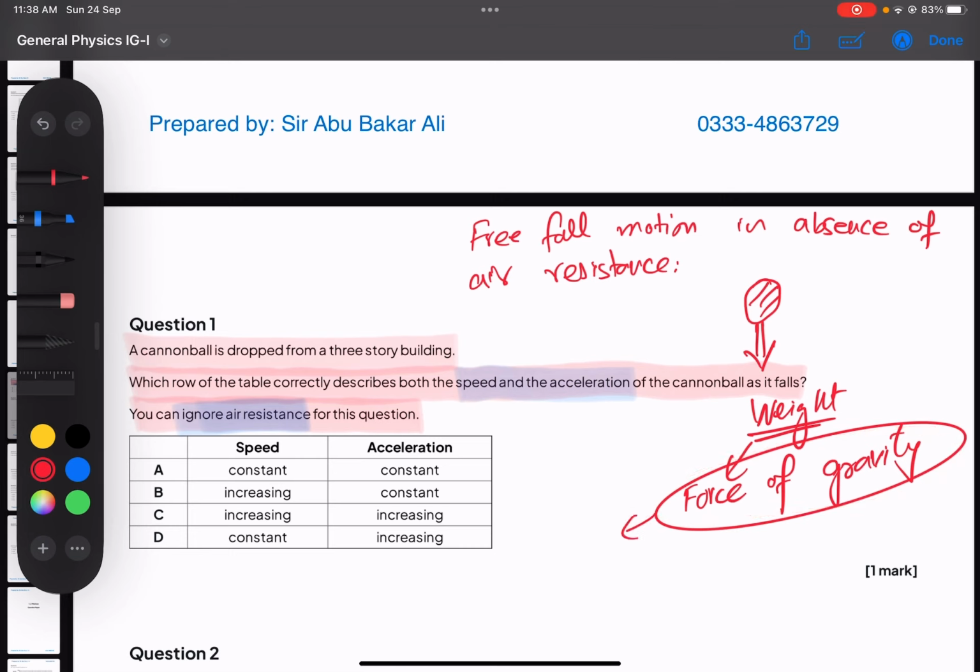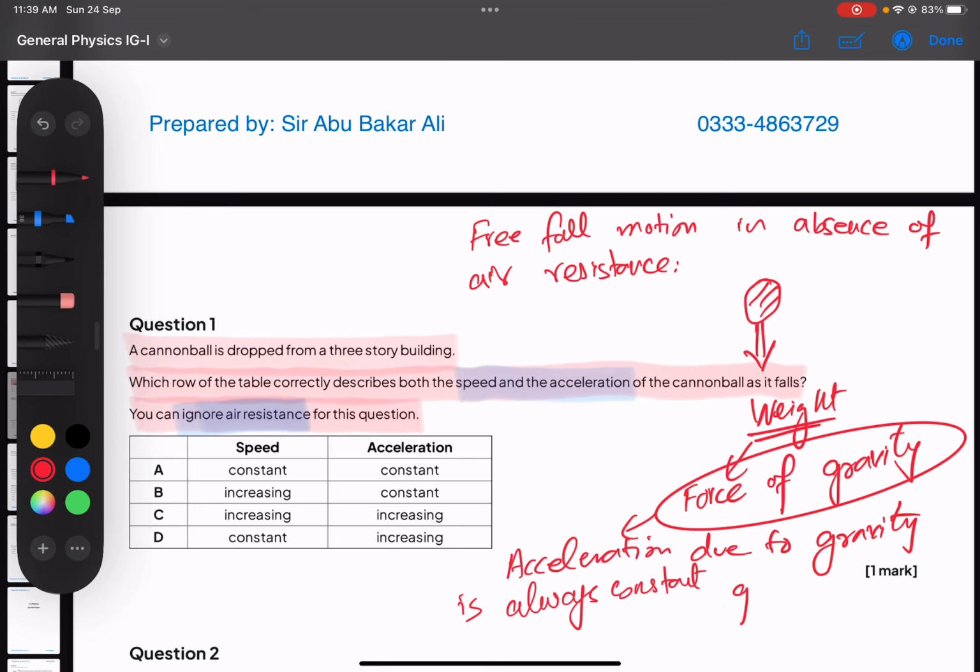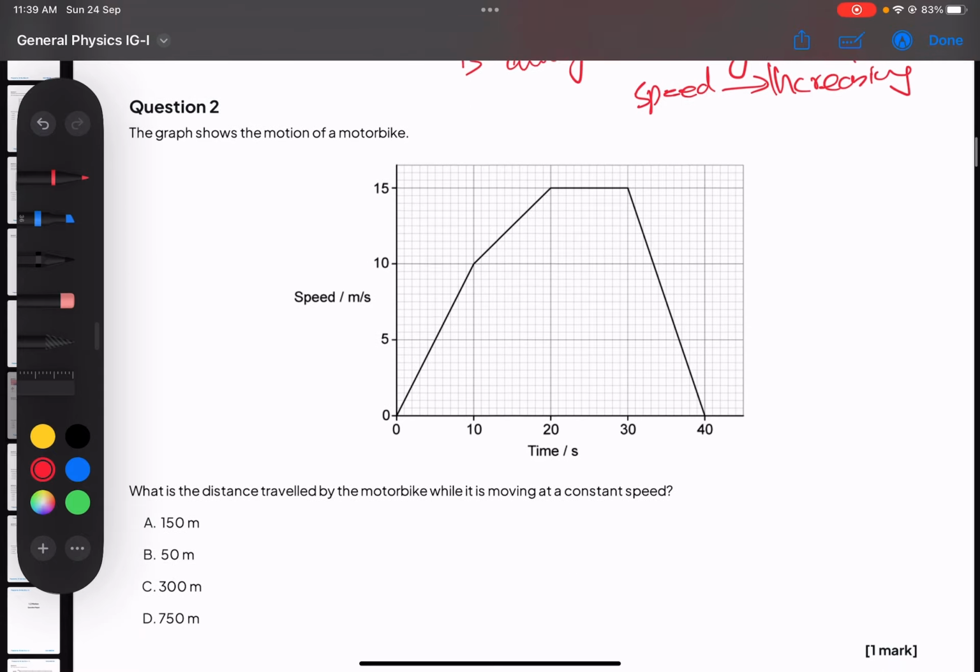So this will produce acceleration. So acceleration due to gravity is always constant in that case when there is no air resistance, and its value is g equals 9.81 meter per second square. And as it is an accelerating body, its speed will be increasing. Okay, so it's constant acceleration and increasing speed. It's option B.